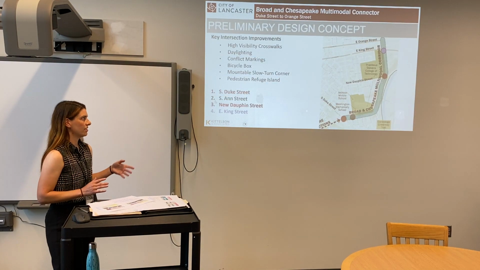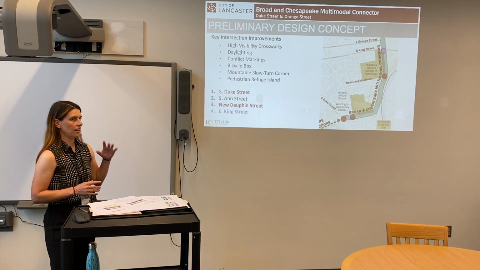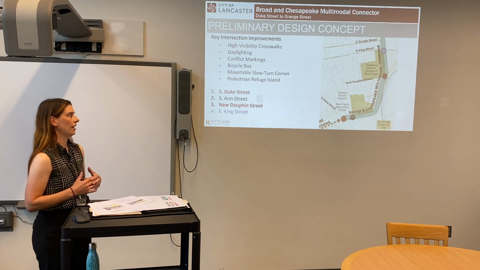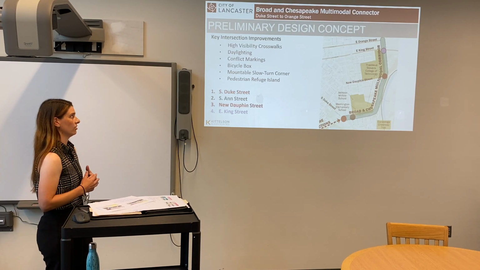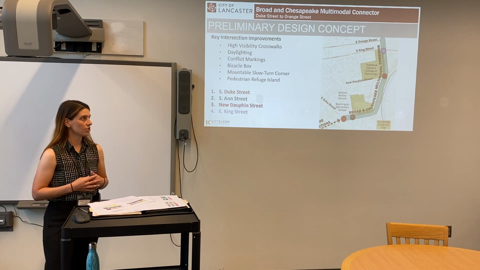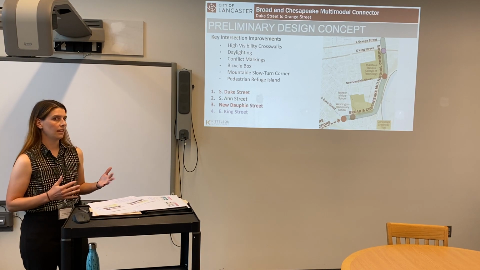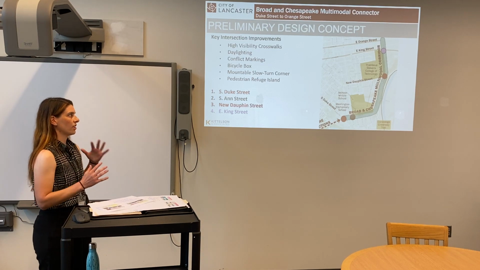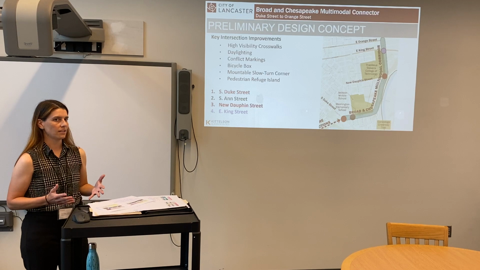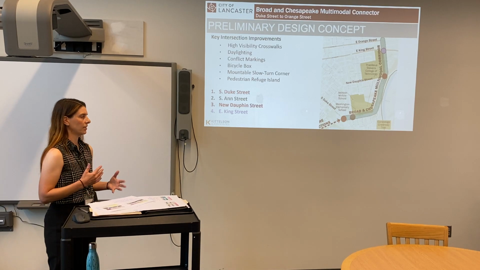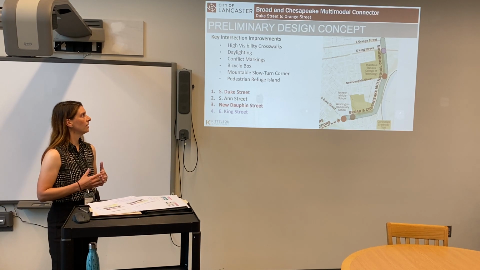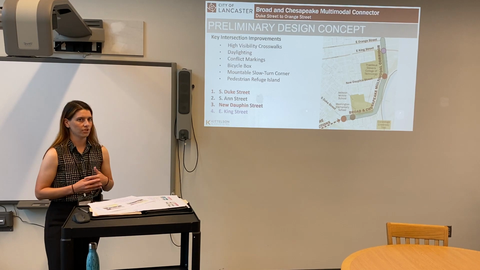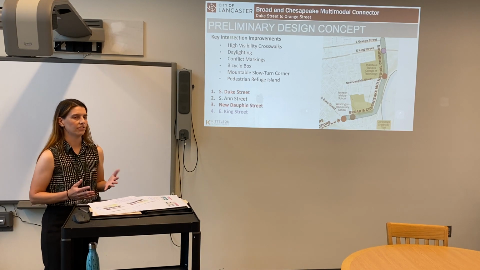We highlighted 4 intersections along this corridor, but I would want to say that the key intersection improvements that are incorporated at every intersection or location along the corridor are high visibility crosswalks, daylighting, and bicycle conflict markings. There's a couple of these key intersections where bicycle boxes are included when there's a complicated intersection geometry. There's also other tools that we're looking at, such as the mountable slow turn corner and the pedestrian refuge island.